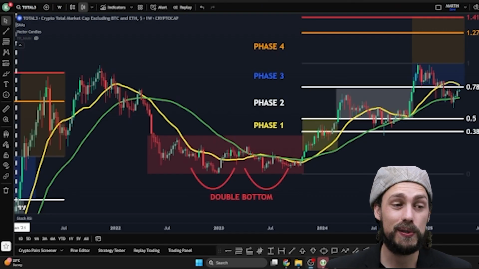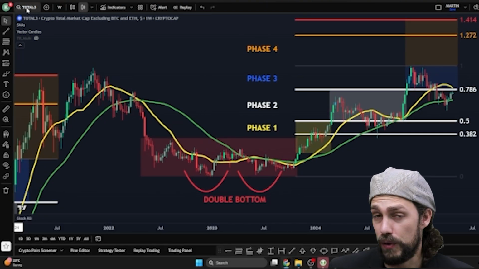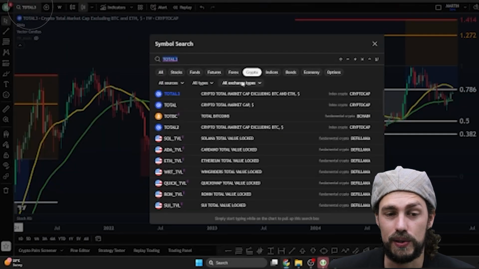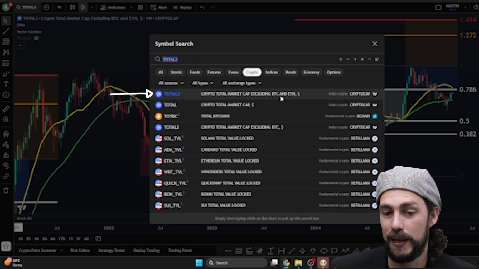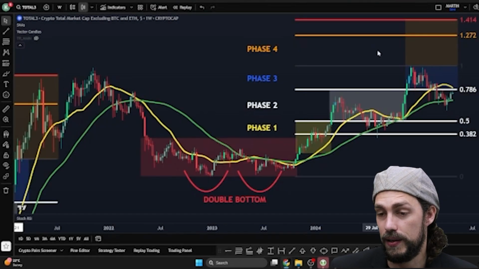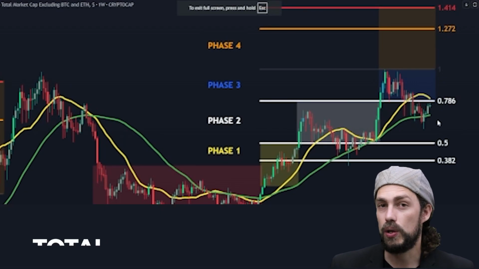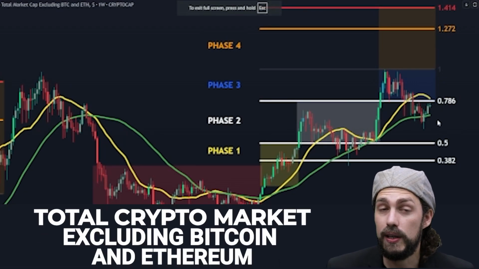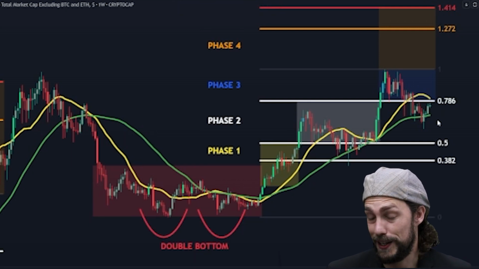Now let's head on over to the TOTAL3, and here I have it. I've opened up the TOTAL3 chart. If you want to open it on your side, simply go to TradingView and type in TOTAL3. The one you're looking for is called Crypto Total Market Cap, excluding Bitcoin and Ethereum. This is important to realize with this chart: it is looking at the total crypto market, excluding Bitcoin and Ethereum. So these are all the altcoins in crypto.